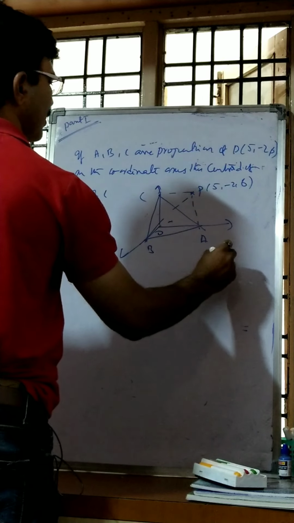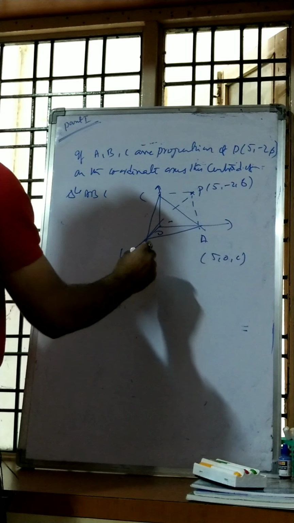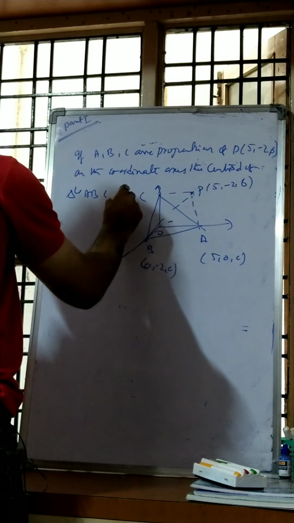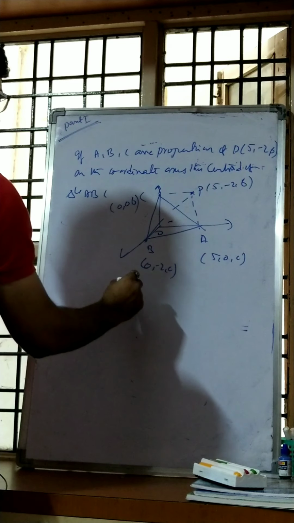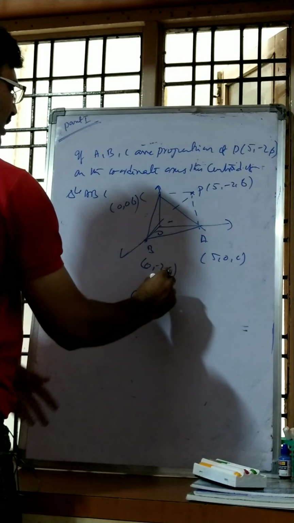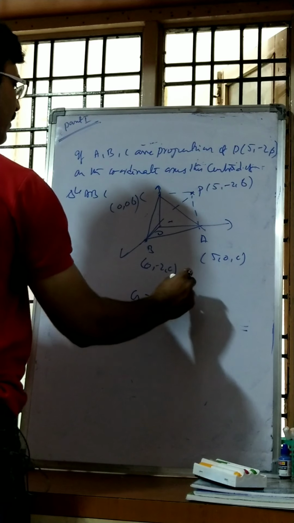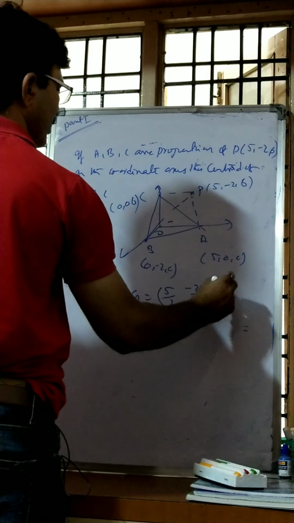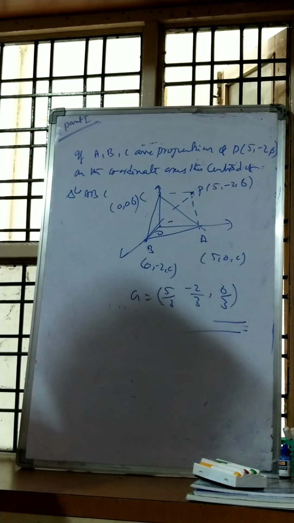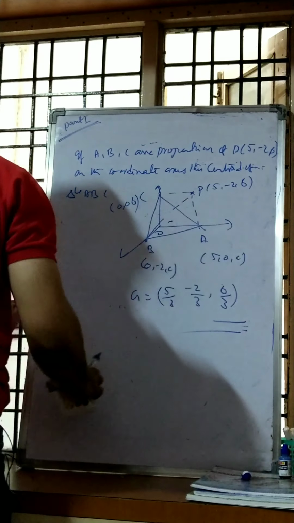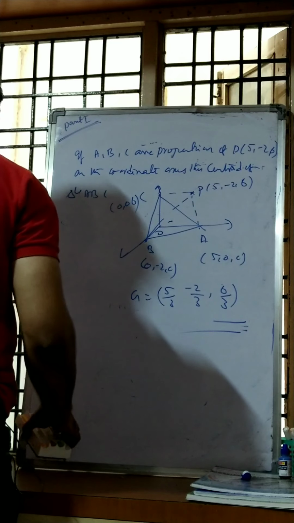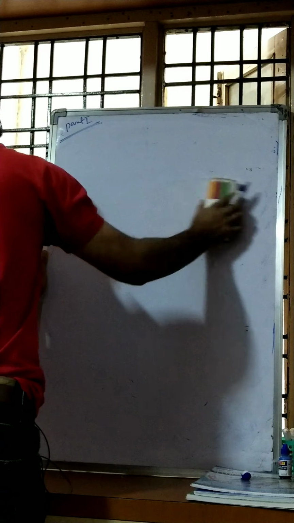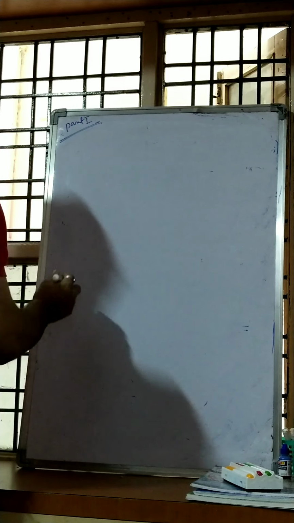So A will get 5, 0, 0 on the X axis. B is 0, minus 2, 0. Right? C, you will get 0, 0, 6. So centroid means, you know very well, 5 by 3, minus 2 by 3, and 6 by 3 you are getting like this, right? x1 plus x2 plus x3 by 3, y1 plus y2 plus y3 by 3. As I said to you, related to the incenter and circumcenter, they may ask some questions.